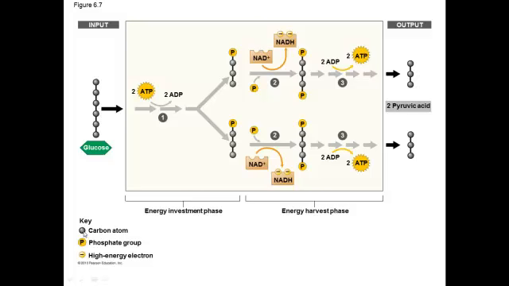bottom here to show you that the gray spheres are carbon atoms. P in a yellow circle is a phosphate group, and the little minus signs in a yellow sphere represent high energy electrons. For this picture, they break glycolysis into two different steps, where the first step they call the energy investment phase, because in the first step it actually requires the use of 2 ATP molecules to break this 6-carbon molecule, glucose, into 2 different 3-carbon molecules.